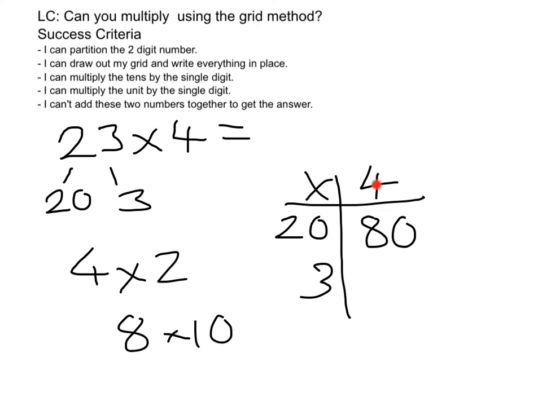Right, I'm now going to do the 4 times the 3, and I know that that equals 12. And I'm on this last step again where I need to add everything together. So I know that 2 plus 0 is 2, and then 80 plus 10 would be 90, plus the 2 would be 92, and I've got my answer.